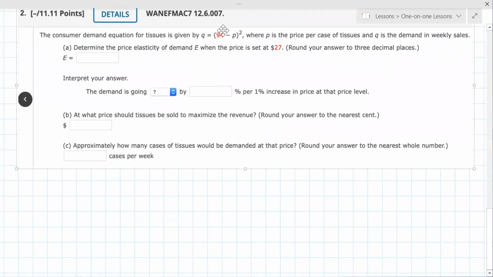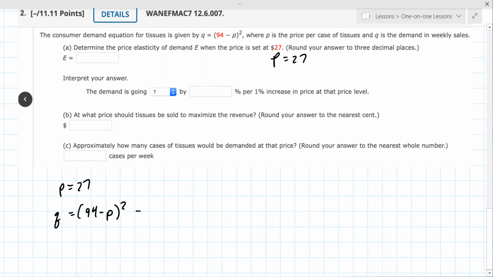All right. They give you Q again. They give you P again, and you have to find the price elasticity of demand. So again, we need P. P is 27. Q is 94 minus P squared, but you put that price in, so it's 94 minus 27 squared. And then you need dQ/dP, which is the derivative of this. So that's power rule, 2 times 94 minus P. And then chain rule, you have to take the derivative of the inside part. The derivative of minus P is minus 1.